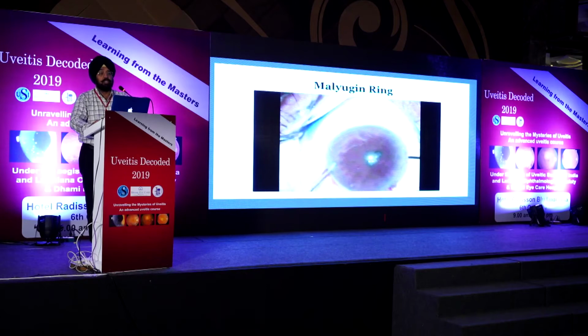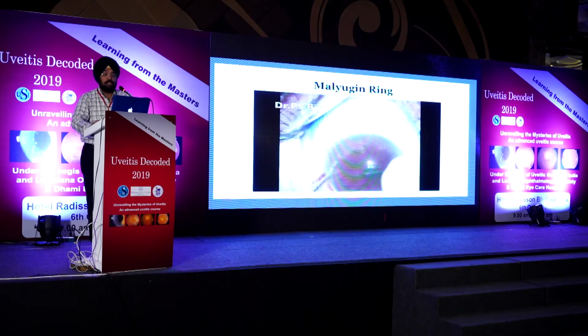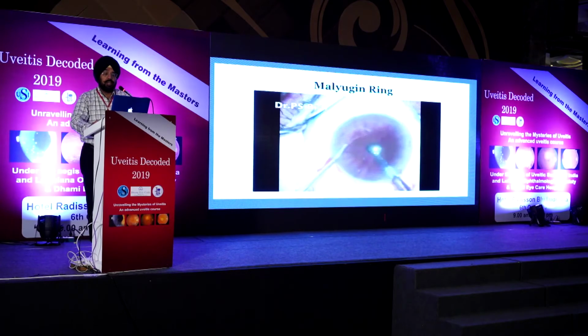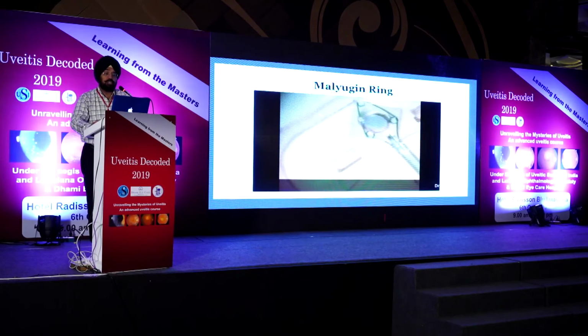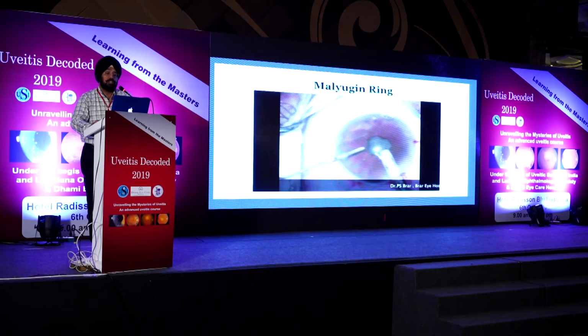This here I'll be showing Mulligan ring, which is a very popular ring these days, and it should be used by one and all. First we do synechiolysis, and then try to peel off any pupillary membrane. Then we load the ring. Ring is made of 4 eyes connected with 4 arms. These arms control the iris and eyes engage the pupil.